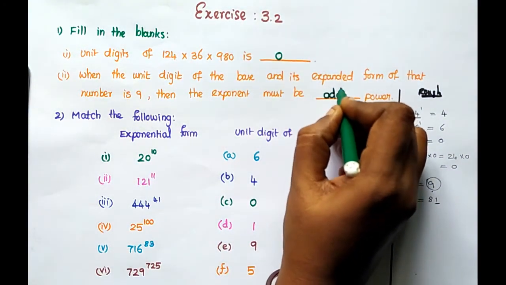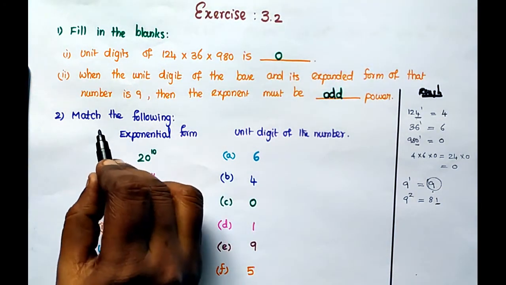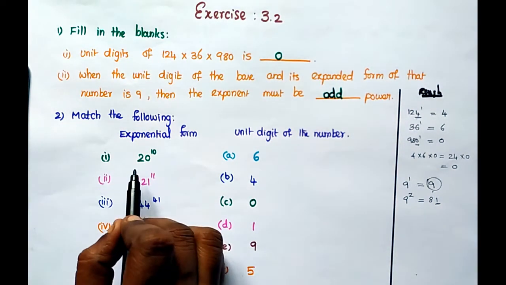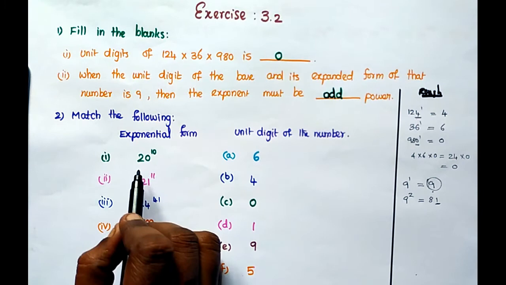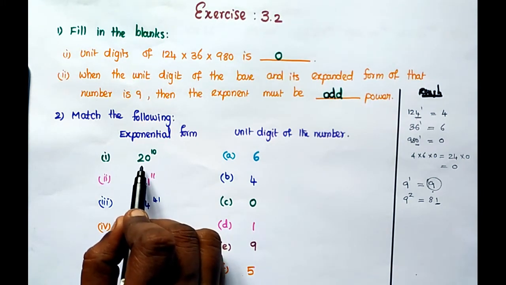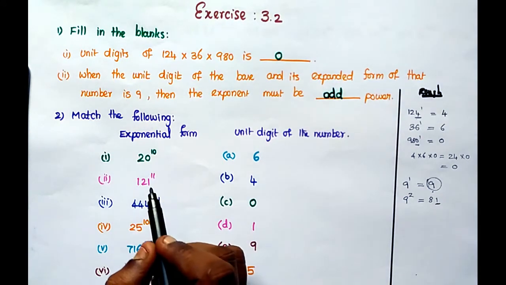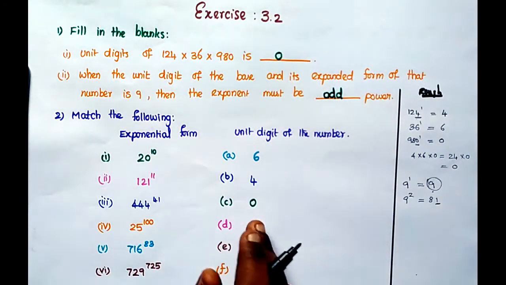The exponent must be an odd number. Then only we get the unit digit 9. That is the answer. Next one, match the following exponential form with the unit digit of the number. Listen, 20 power 10. The base ends with 0. Power is anything, a natural number. That means we get the unit digit of the result 0.